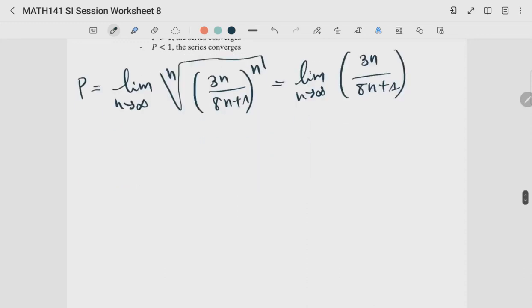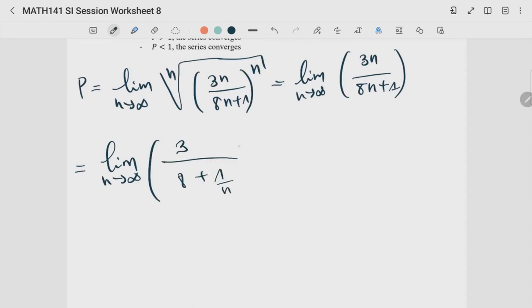Okay, if we divide by n on the numerator and denominator, we have the limit as n tends to infinity of 3 over 8 plus 1 over n. If we substitute in the value of n now, that leaves us with 3 over 8, which is our limit, which is less than 1, which means that our series converges.